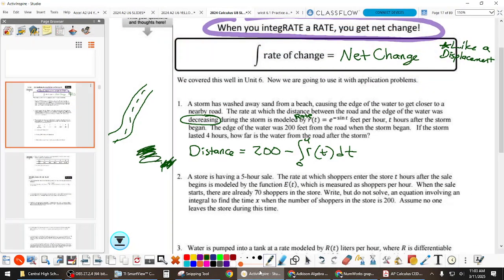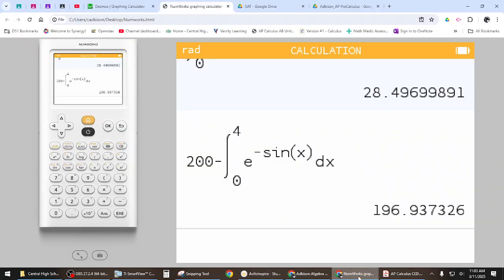196.937. How would we write out our answer to this? Well, that's a good question. Is that how much we moved closer, or is that the total distance now? That's the total distance from the road up. Okay. So we would say the water after 4 hours, at t equals 4, is 196.937.